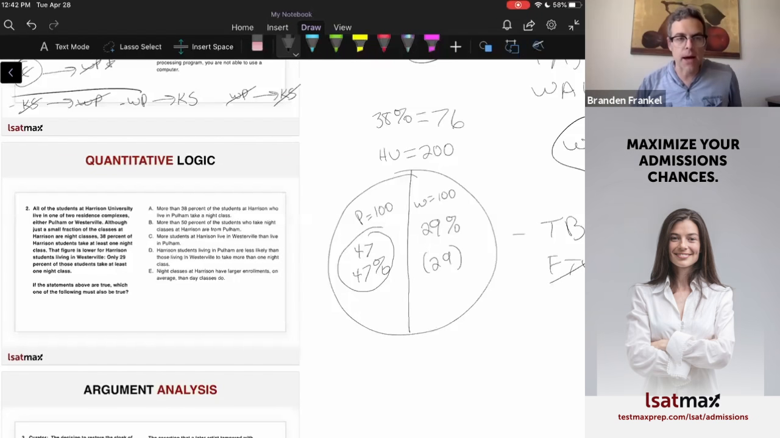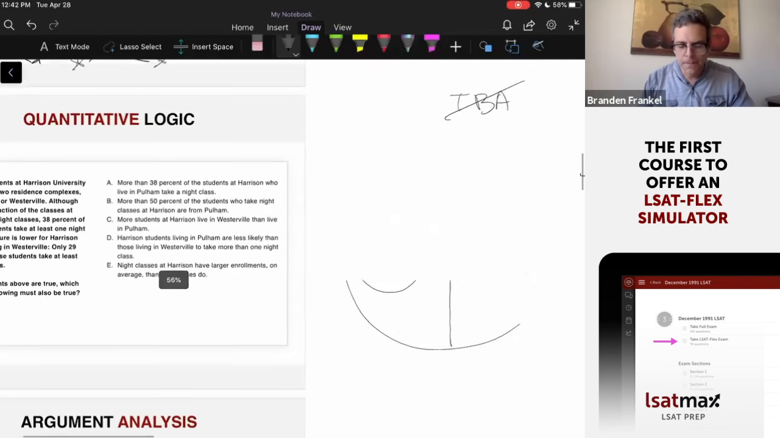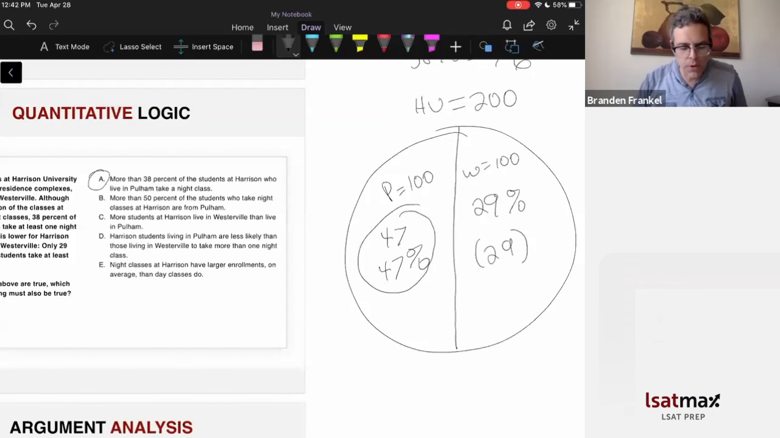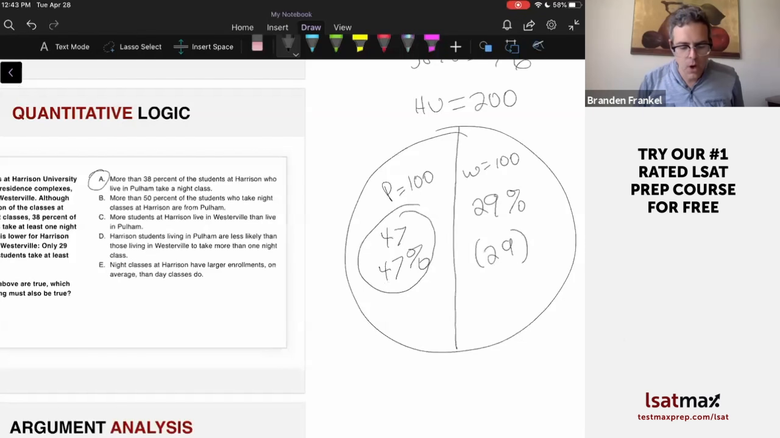So once you've figured this out, once you've put in the time, the answer choice presents itself. The only answer that goes along with that conclusion is this one. And A is the correct answer to this question. More than 38% of the students at Harrison who live in Pullum take a night class. The way these numbers work out, it would have to be about 47%. All of these other answer choices are things that we just can't get out of these statements.